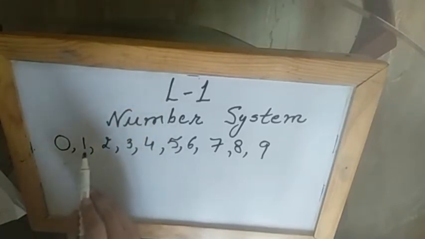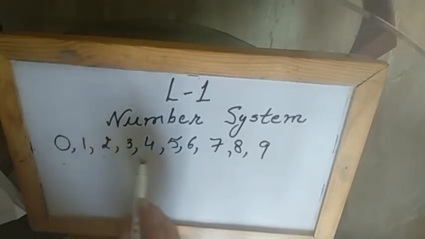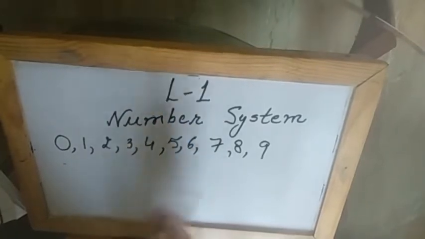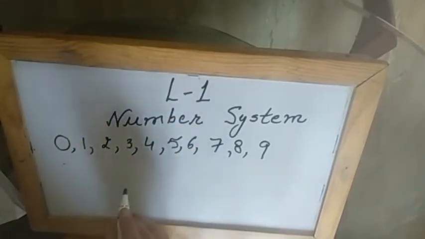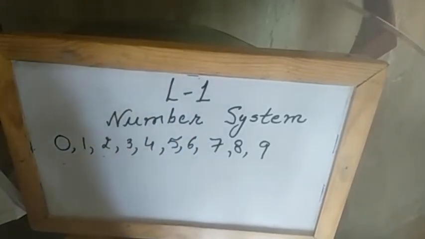So all these are digits 0, 1, 2, 3, 4, 5, 6, 7, 8, 9. So these are the 10 symbols that we use, and by using these 10 symbols we can form any number. And then we have a place value system to represent a number. So place value systems you have learned in your 5th standard. There are two types of systems you have learned. One is the Indian place value system and the second is the international place value system.